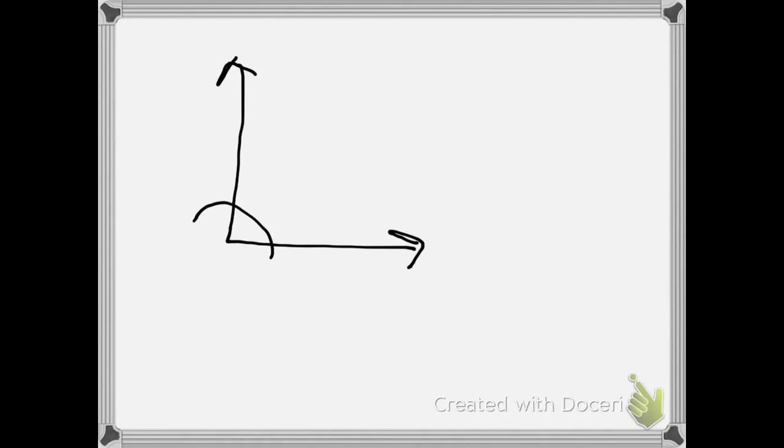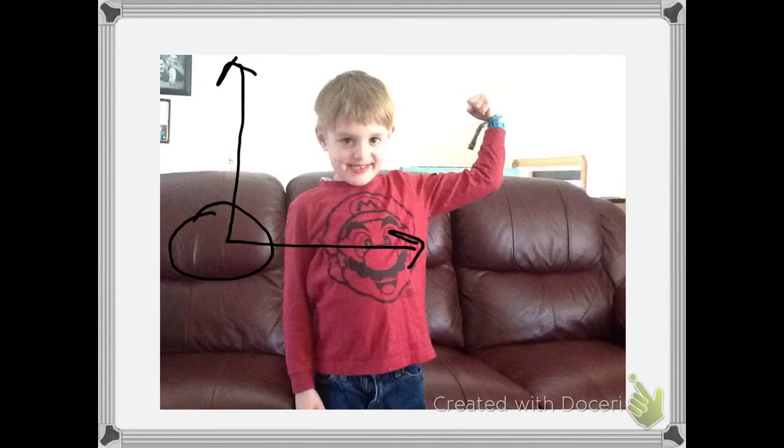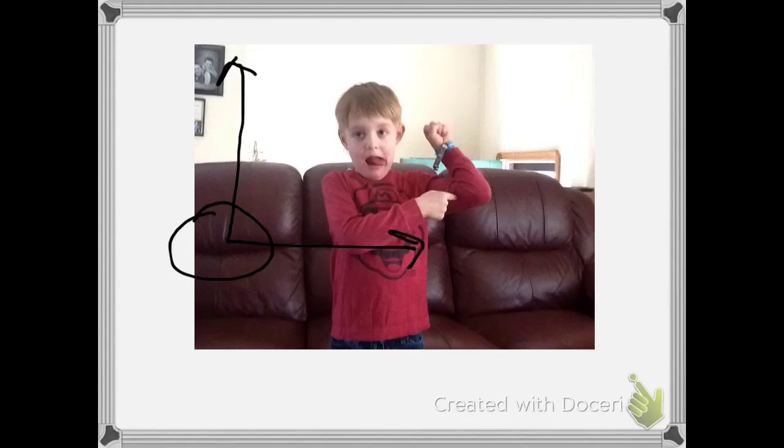When two rays have the same endpoint, it becomes an angle, and the endpoint is called the vertex of an angle. Our Simon Says action for angle would be, we would put our arms up like we're showing our muscles, and we make an angle with our elbows. Our Simon Says action for vertex would be the same action for angle, except then you would point to your elbow because that's the vertex. That's the endpoint for those two lines, is your elbow. So that's our Simon Says movement for the vertex.